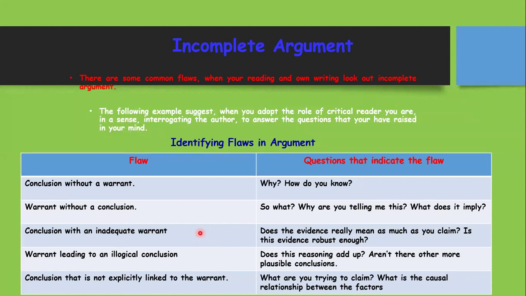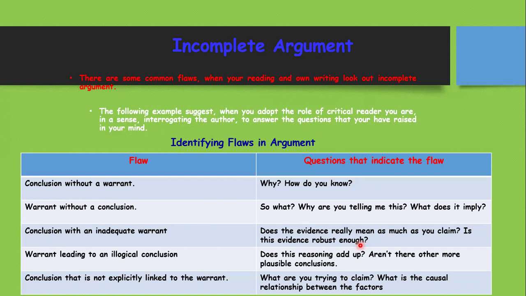So how do you find out whether the conclusion is coming with an adequate warrant? Does the evidence really mean as much as you claim? Is this evidence robust enough? Robust evidence means that the evidence must be concrete. Evidence must be supported by facts and figures which are provided by some reliable authorities.